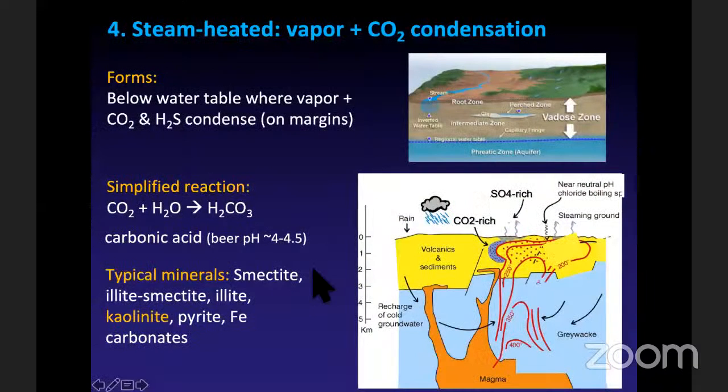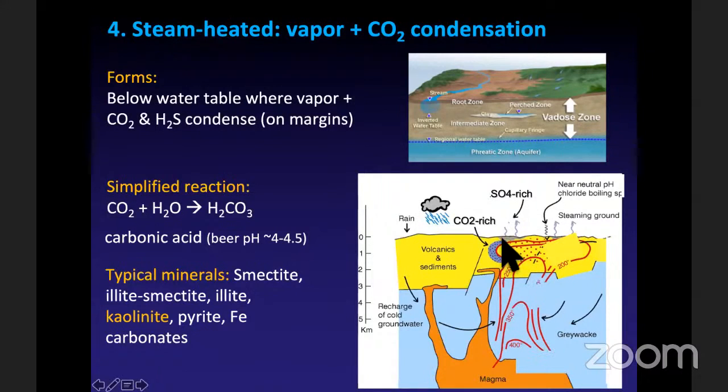Okay, let's go to the fourth type of environment, steam heated, where we have a geothermal vapor with CO2 that condenses in the groundwaters and produces carbonic acid, CO2 plus water, carbonic acid. And this typically happens on the margins. This is an environment, frankly, I am less familiar with. This is an environment that Jeff knows better from active geothermal systems in New Zealand. But it's very well illustrated in this classic figure, this CO2 rich on the margins of the geothermal upwelling zone.